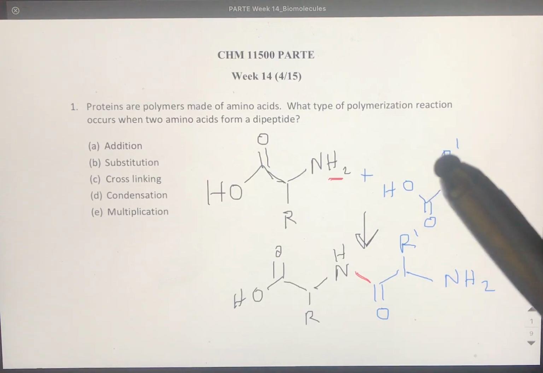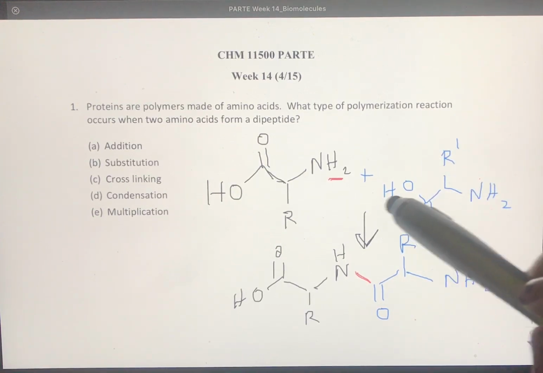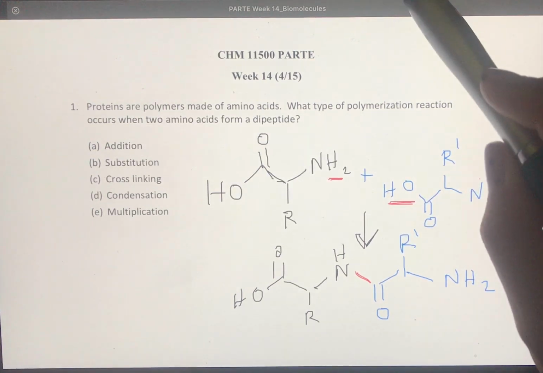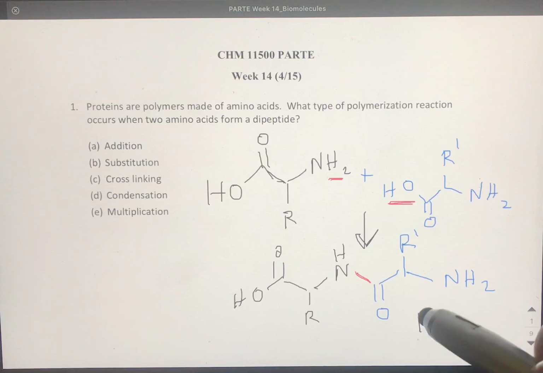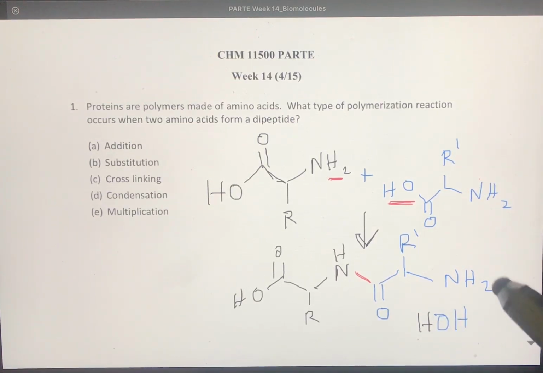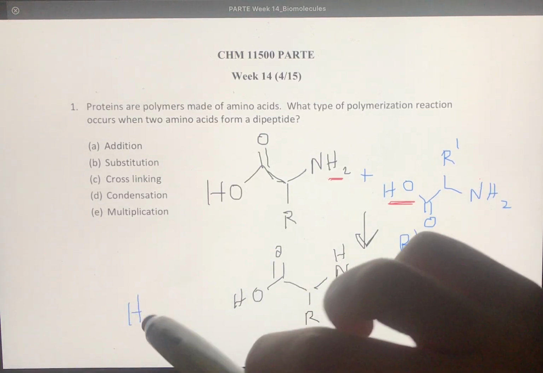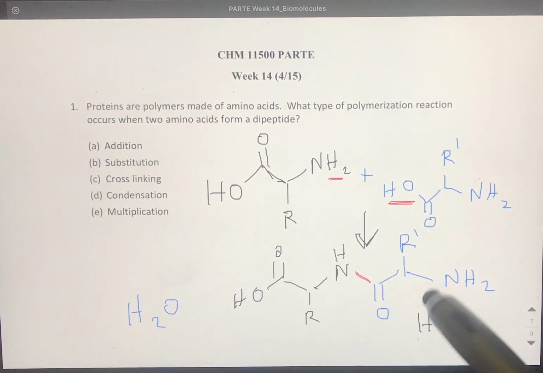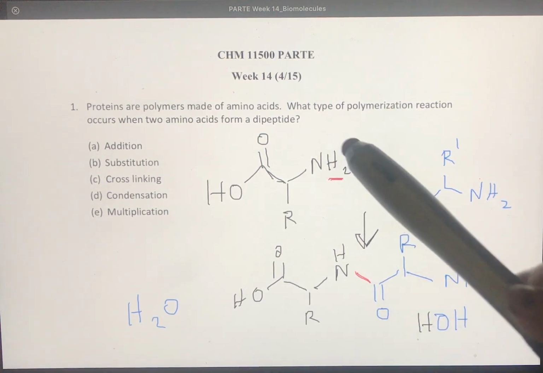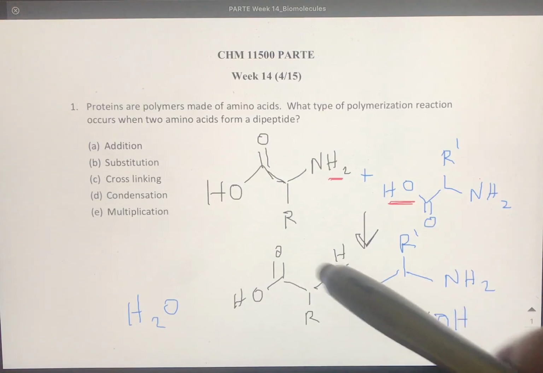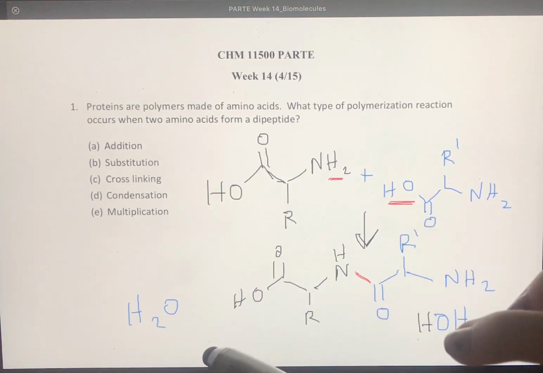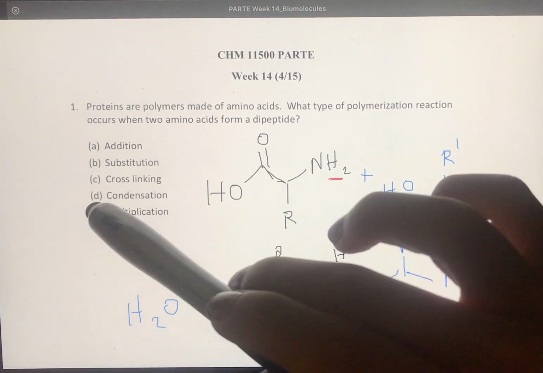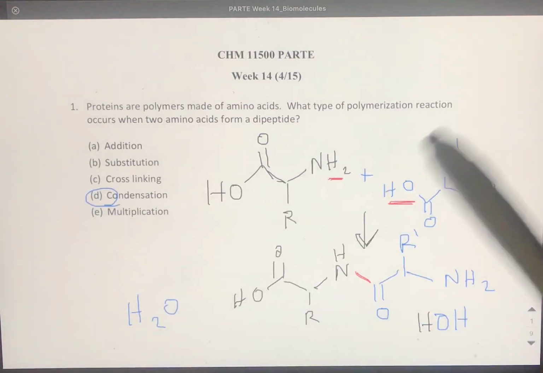So what we've also done is we've gotten rid of this OH. So that means that we've made an HOH molecule, which you might recognize as H2O. So what we've done is we've taken out water, or we've condensed out water. So looking at this reaction, you know that we had two reactive groups and we got rid of something. So that one is going to be a condensation reaction.